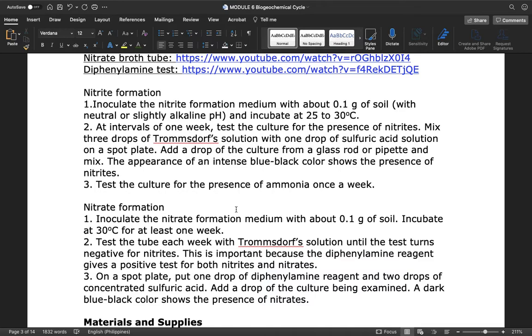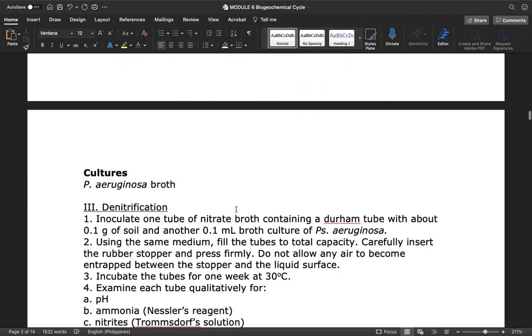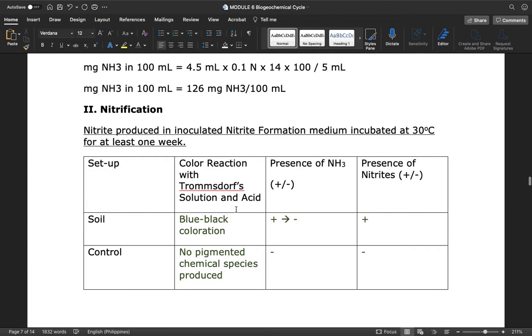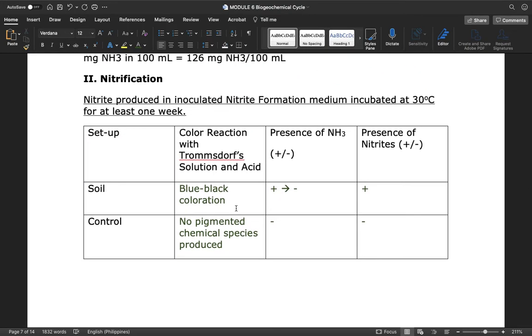For nitrate formation, it's the same setup. We also use the Tromsdorff solution, but for the purpose of ensuring that nitrite is gone. So no more nitrite can be indicated by the colorimetric reaction of the Tromsdorff reagent with the setup that we're testing. And then afterwards, we use the DPA test, the diphenylamine test, in order to determine if there is nitrate. Okay? Let's take a look at the associated data here. Okay, so for nitrification, here's the expected data.